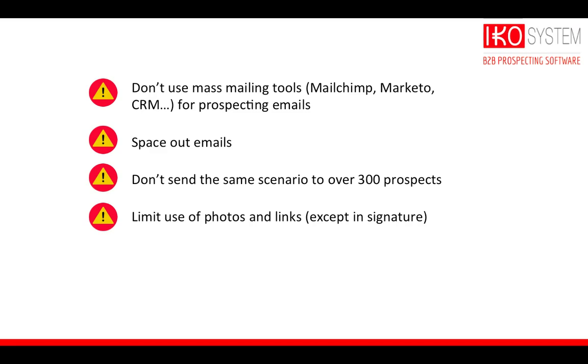In terms of the body of the email itself, you want to try and avoid using images and limit the number of links you use. Again, except in the signature, and we do have a video dedicated to this, where we do often find a photo or a link back to the homepage. And anti-spam detectors are usually able to tell the difference between a signature and the body of the email.